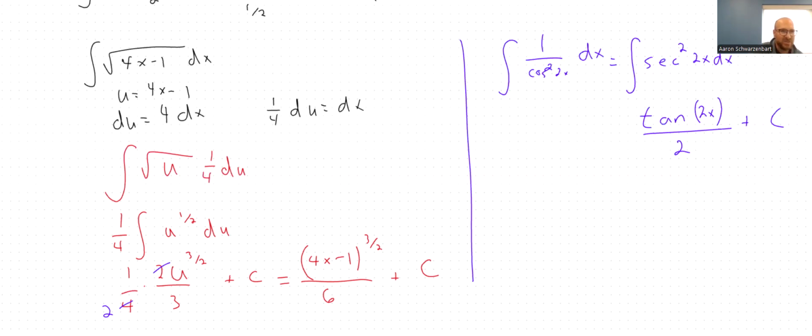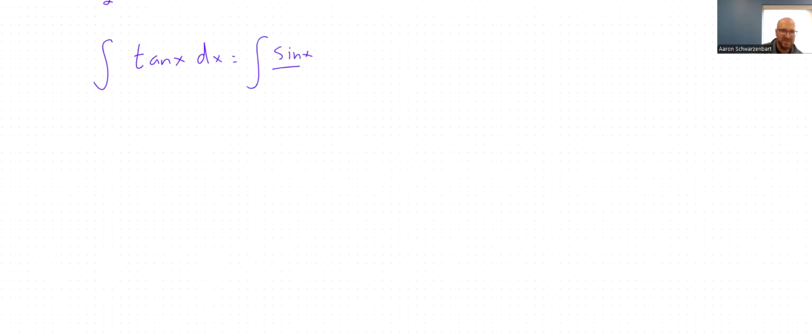A couple more U substitution ones. This one is one of my favorites. Again, I don't see anything here. But I know that tangent of x is sine x over cosine x. And these are derivatives of each other. So I'm going to pick U to be my denominator.